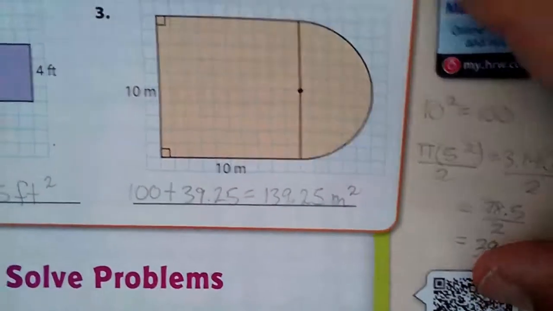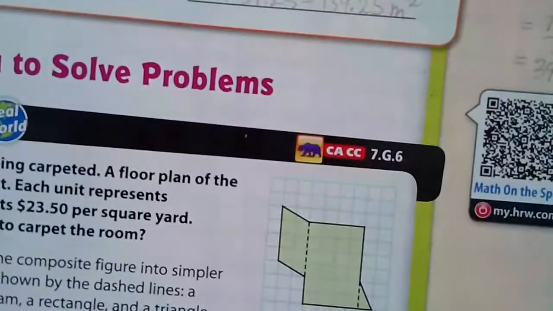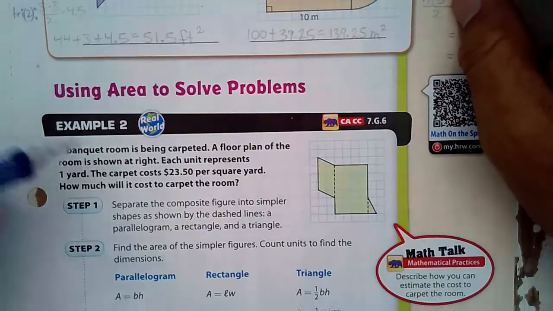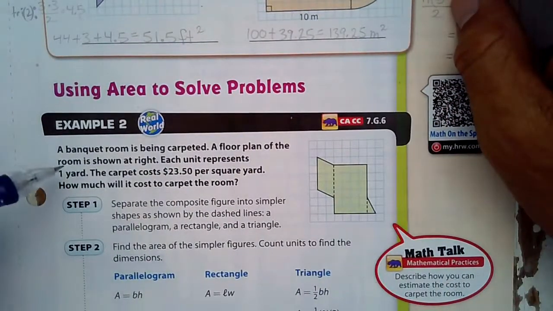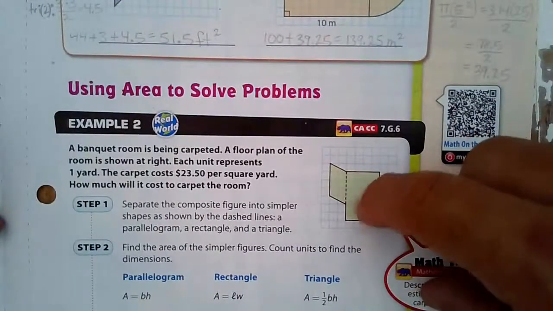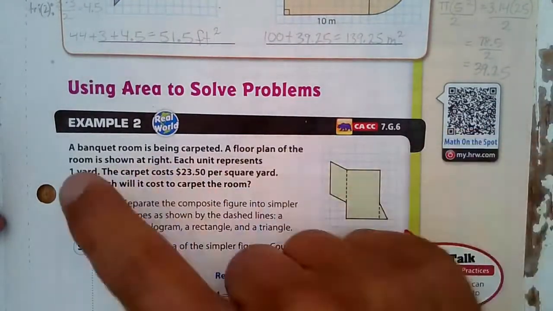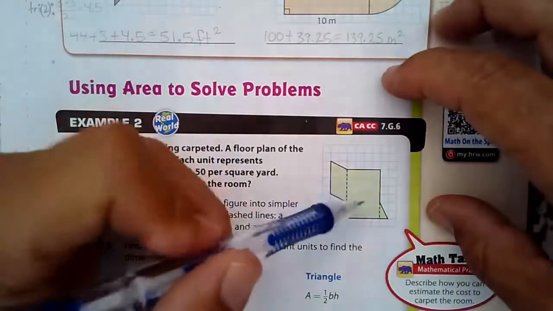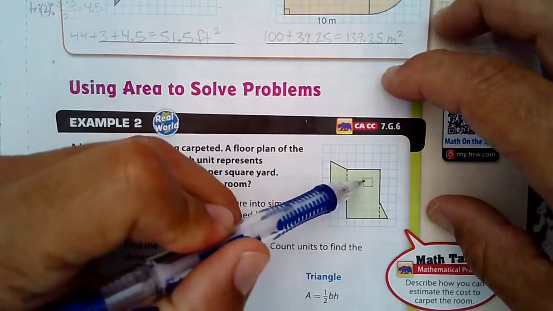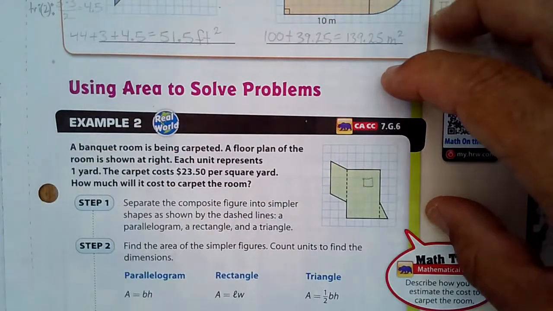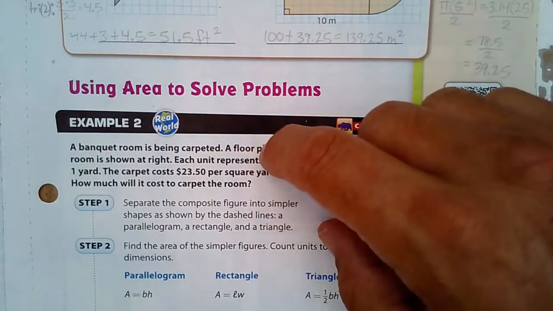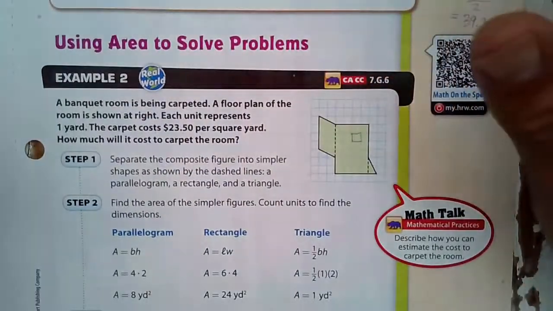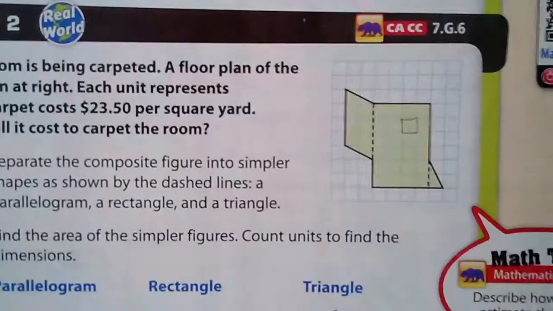All right, so we're going to use our new skill to solve some problems, such as a banquet room being carpeted. The floor plan of the room is shown at right, so it's this irregular shape here. Each unit represents 1 yard. So that means that this would be 1 square yard. The carpet costs $23.50 per square yard. How much will it cost to carpet the room? So we got to separate this into different shapes.